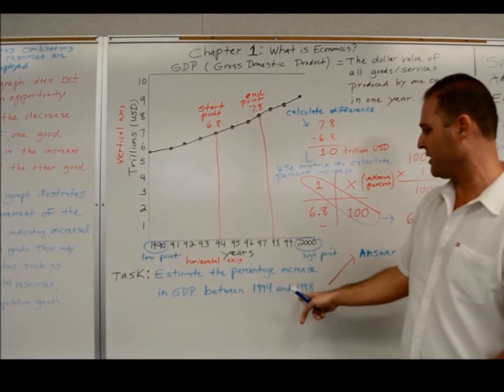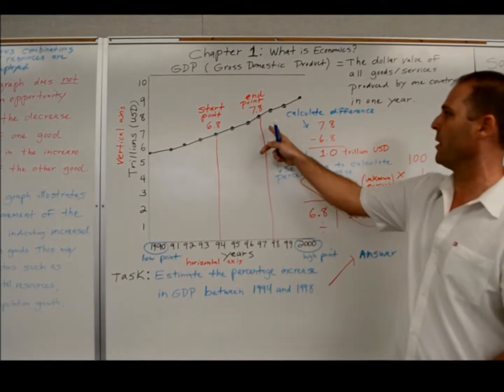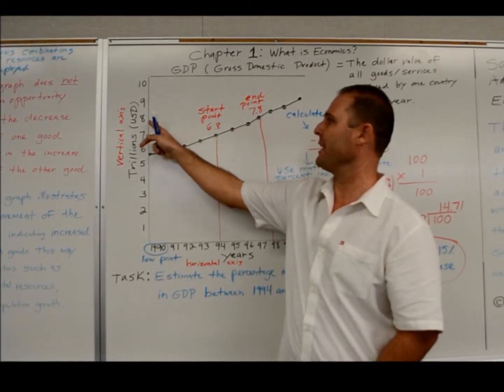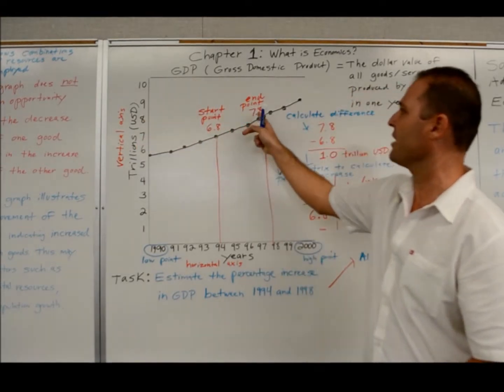Now, our ending point for the task is 1998. If we move up the vertical, and again, we would do the same thing and estimate. To the left here, we're at about 7.8.